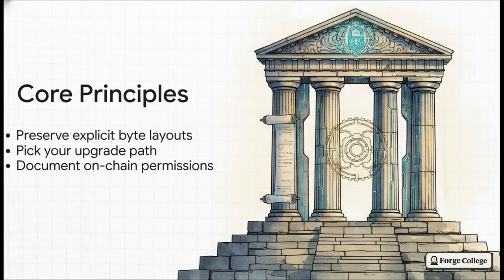To wrap things up, keep these 3 core principles in mind. 1. Preserve state by prioritizing exact byte layouts over unnamed slots. 2. Pick your upgrade path carefully. And 3. Document your authority with strict on-chain permission flows.